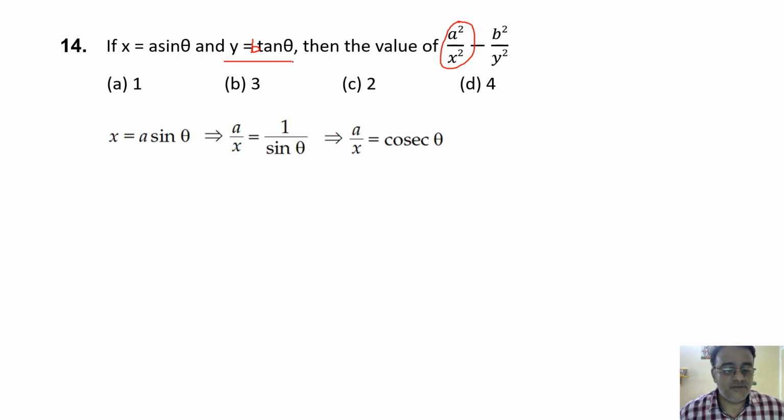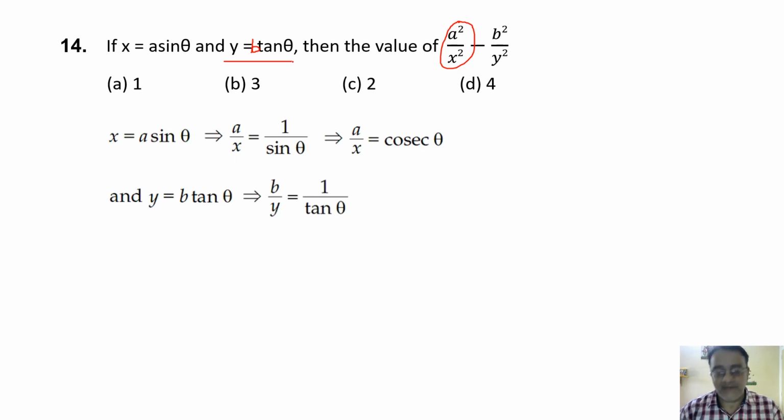y is equal to b tan theta. So b by y kya hoga? 1 by tan theta. Right. What is 1 by tan theta? Cot theta. Right. Okay. Now we are going to take this expression.